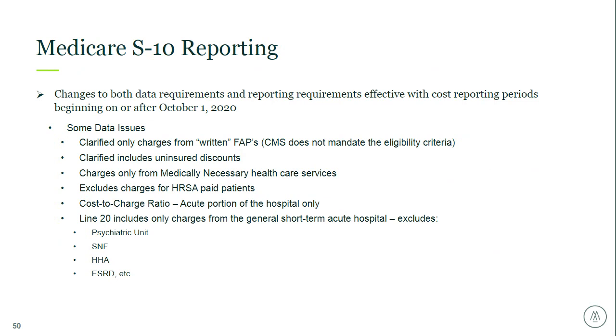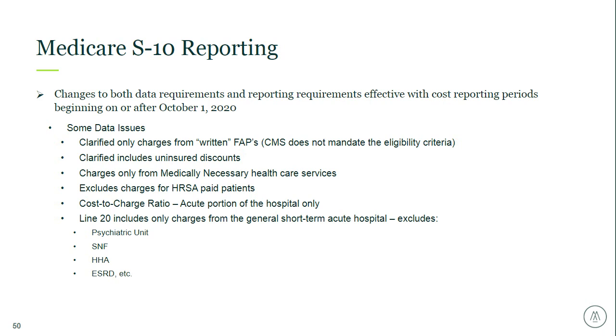Now, while it should be obvious for those of you that have been through an audit, CMS clarified that only written financial assistance policies can be used as support for write-offs. However, CMS does not mandate a hospital's eligibility criteria, so there's no so-called wrong answer if something is properly included and approved in your hospital policy. But they've made clear through a change in the reimbursement manual that this has to be written. It's not something that you can try to substantiate through practice, but it's not supported by your policy.